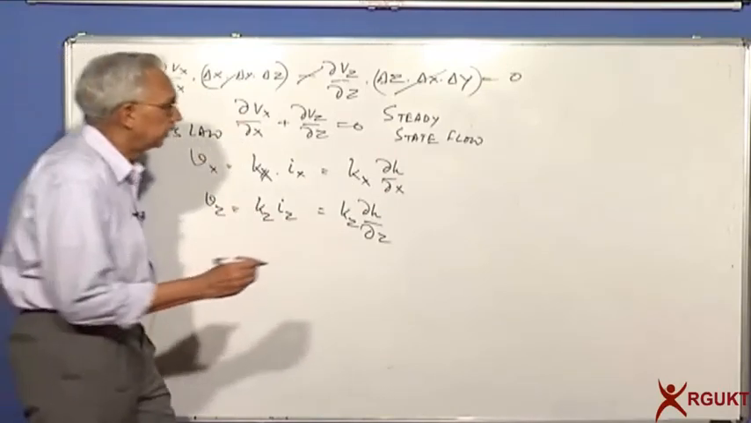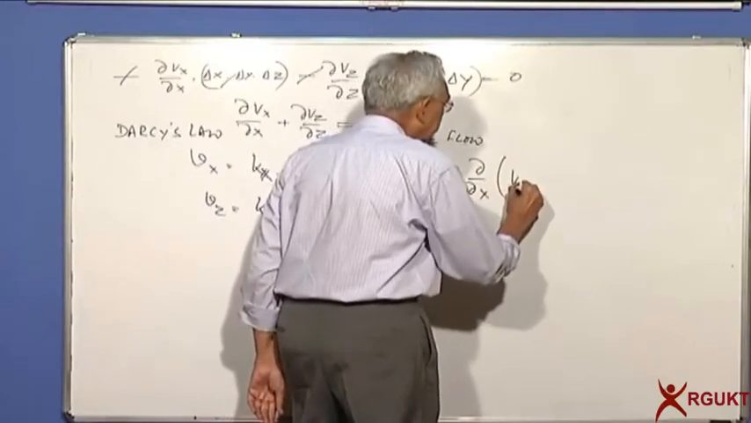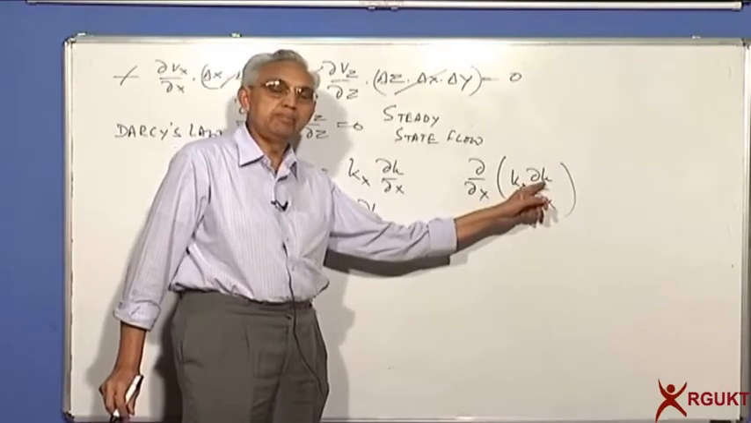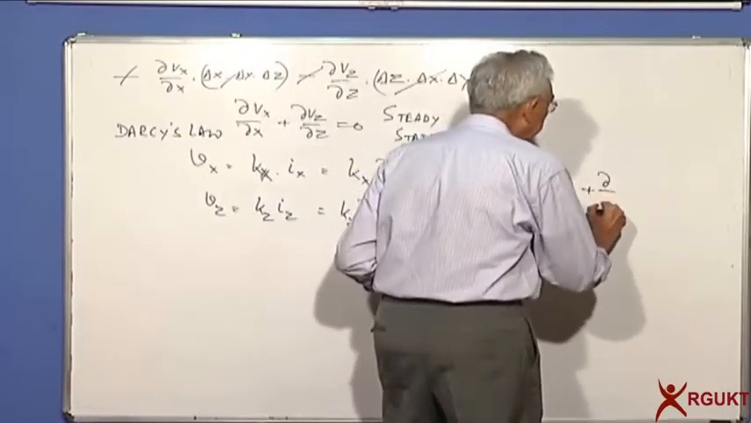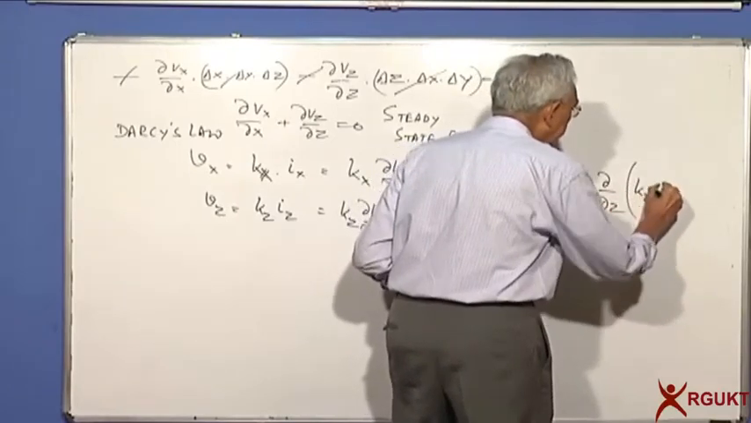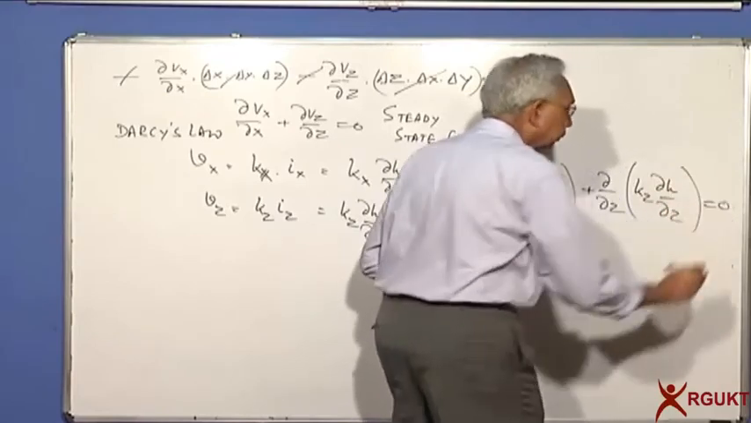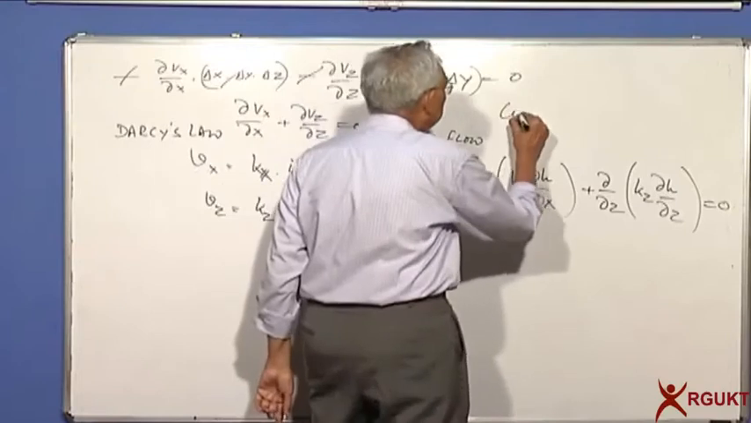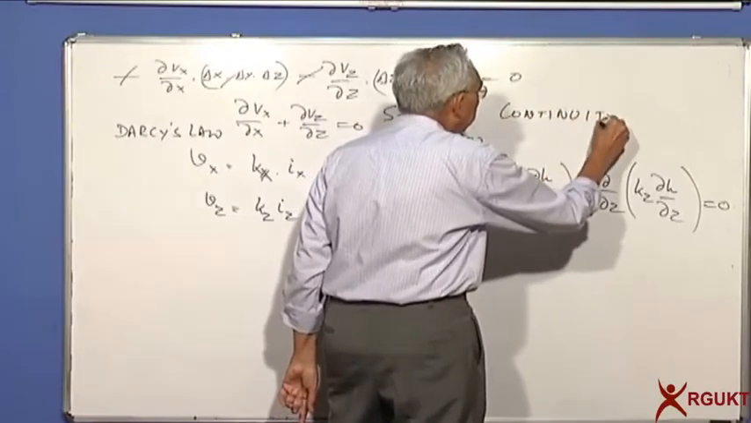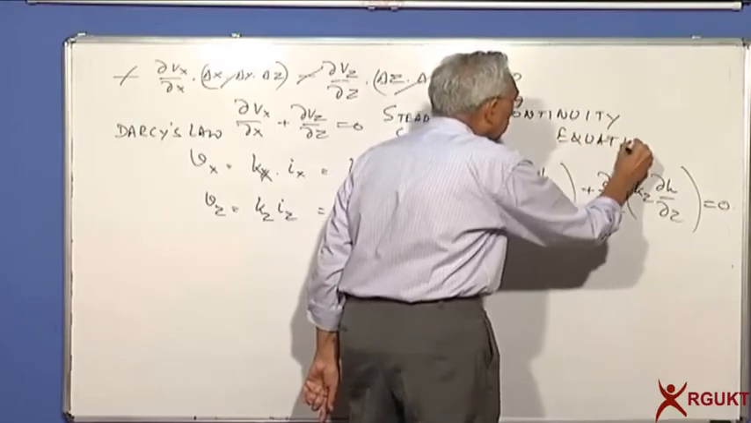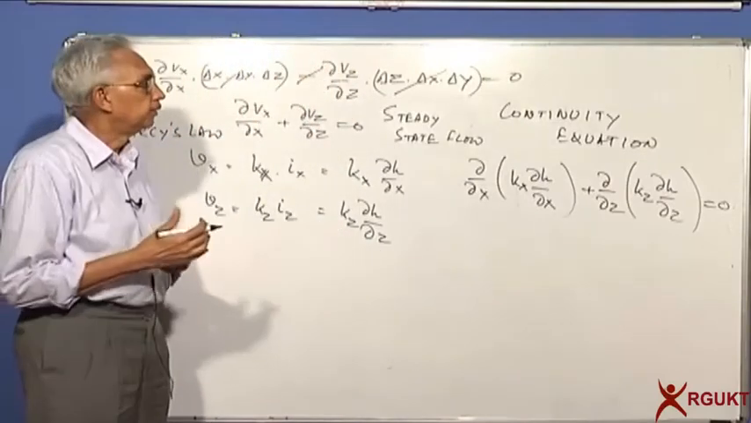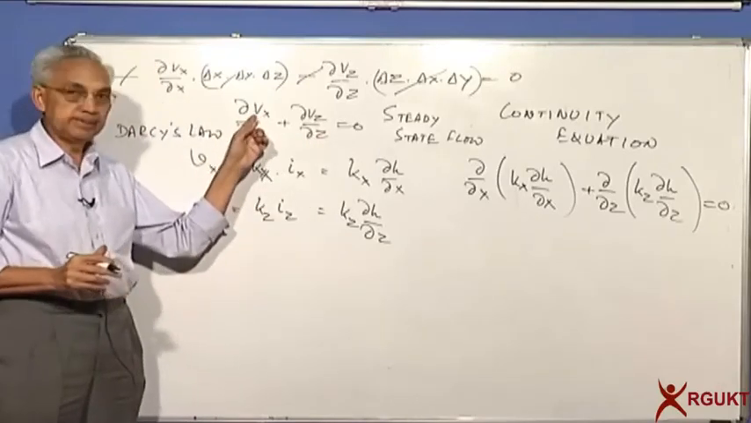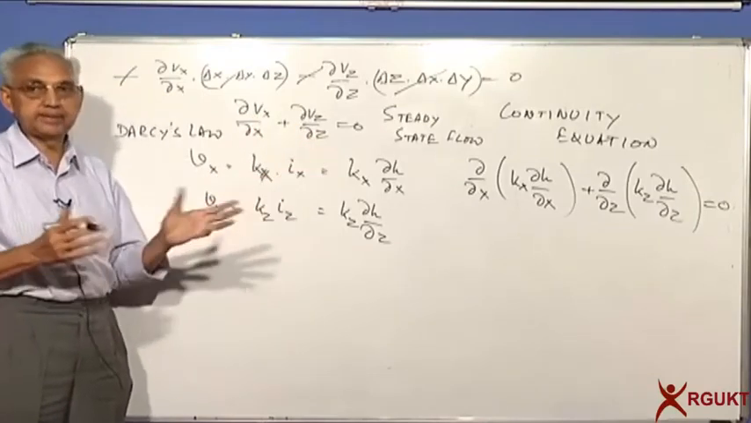Can we substitute here? So can I write delta by delta x of Vx is equal to permeability in the x direction multiplied by the gradient in the x direction, plus the partial derivative with respect to z of Kz. I just simply substituted. This is what you call the continuity equation. Please remember, you would have used it in fluid mechanics too. The continuity of flow has to be maintained. So it is expressed by a very simple mathematical expression, which is the gradient of velocity in the x direction plus the gradient of velocity in the z direction is equal to 0.